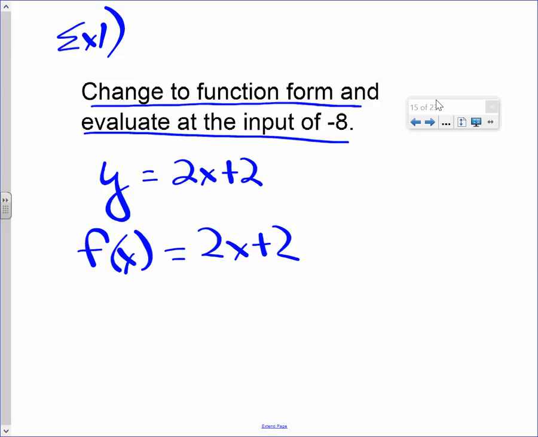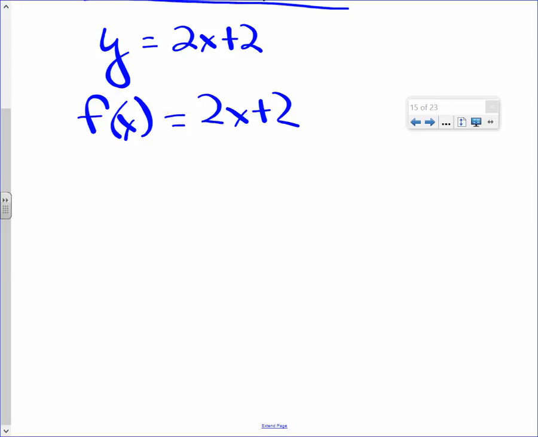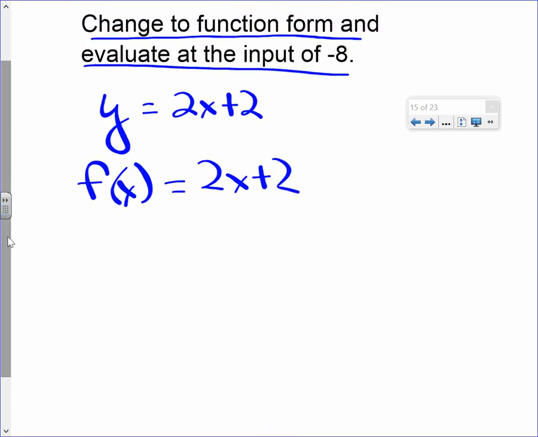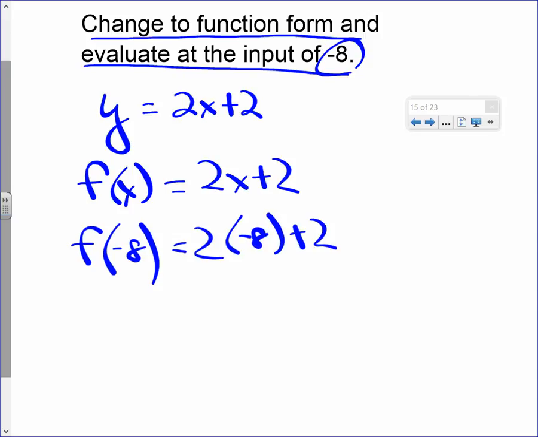Remember, inputs are your x values. Watch this now. Wherever I see x, I'm going to replace it with -8. Just like the chickens were the inputs, the chicken McNuggets were the outputs. Here's your input. Let's see what the output is now. Wherever I see x, I'm replacing with -8. Watch. The function at -8 equals 2 times -8 plus 2. Write that down.